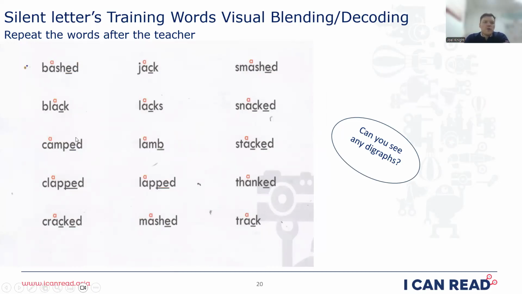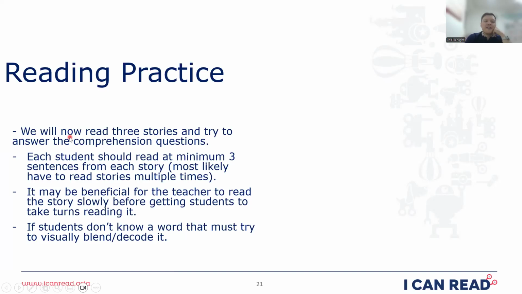Once you've gone through all the words, we'll move on to the reading practice. So each lesson will have 3 stories to go through. Story 1 is short, story 2 is a bit longer, story 3 a bit longer after that. So read through the stories and then answer the comprehension questions at the end. If the class is not very strong with their literacy skills, I slowly read the story to them before they take over. At minimum, each student reads 3 sentences from each story.